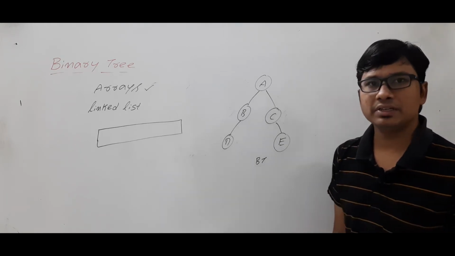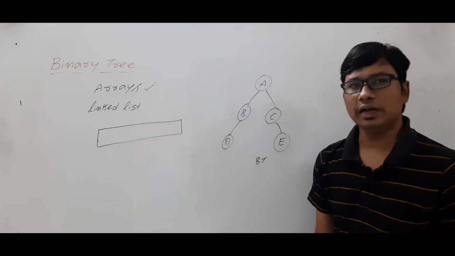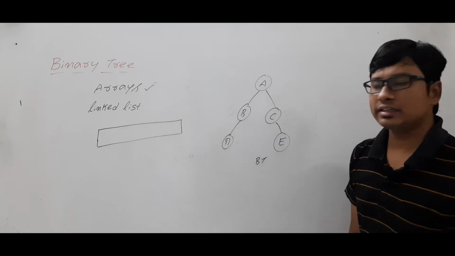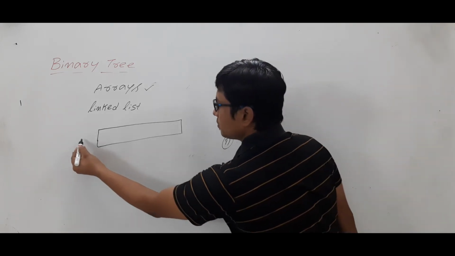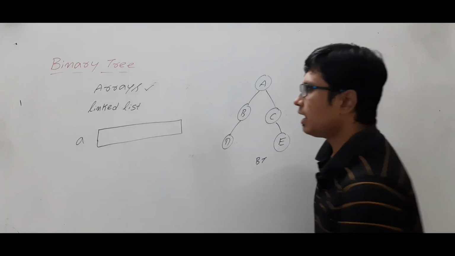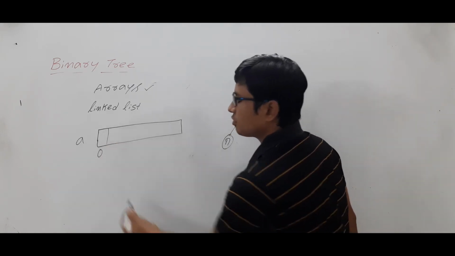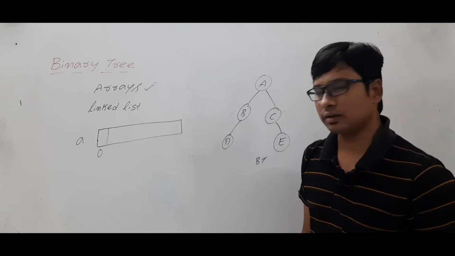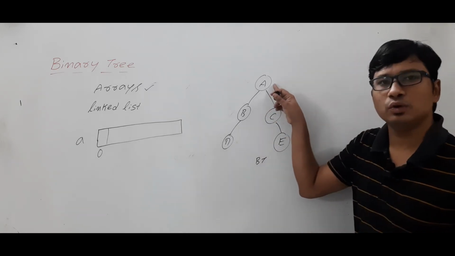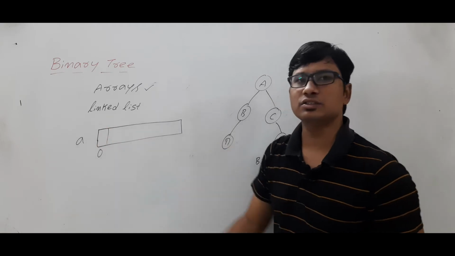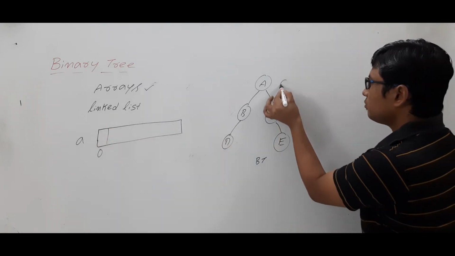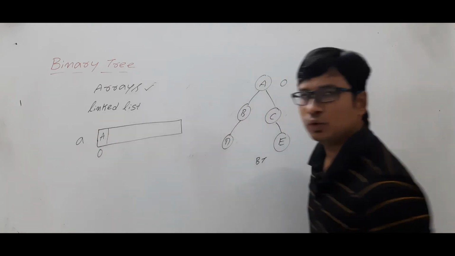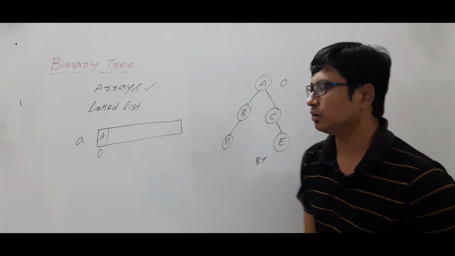Now how can I represent this using arrays? Now remember always one thing. The array index will start from 0. Suppose this is the array, and the array index will start from 0 and go up to size minus 1. Now always the root node will be at index 0. So I will place the root node A at index 0.